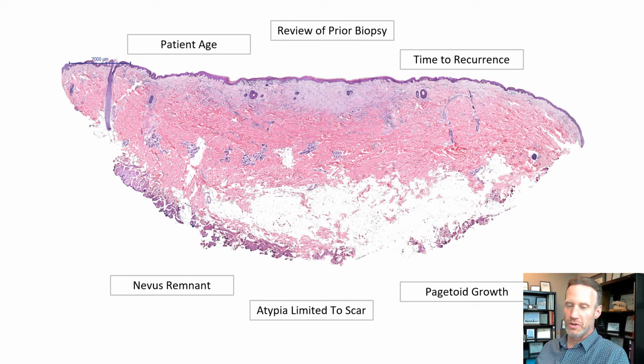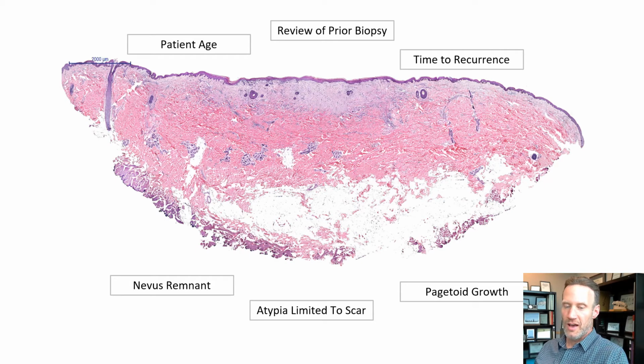Knowing the time to recurrence is sometimes very helpful, assuming it can be determined accurately, because in general, nevi tend to recur relatively soon after the initial biopsy, often within a matter of months, whereas local recurrence of melanoma tends to occur later, often several years after the initial biopsy.